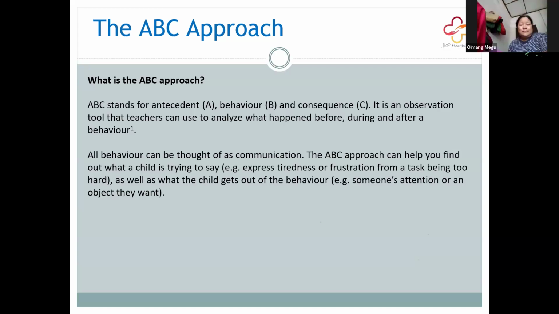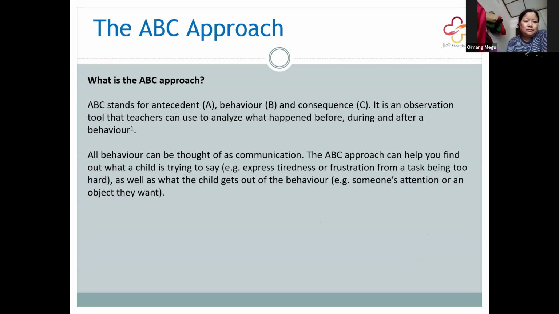Yeah. So, coming back to the ABC approach. ABC stands for antecedent, behavior, and consequence. A for antecedent, B for behavior, C for consequence. और इससे हम, with this tool, we observe the child's behavior and analyze it. All behavior can be thought of as communication. The ABC approach can help you find out what the child is trying to say.